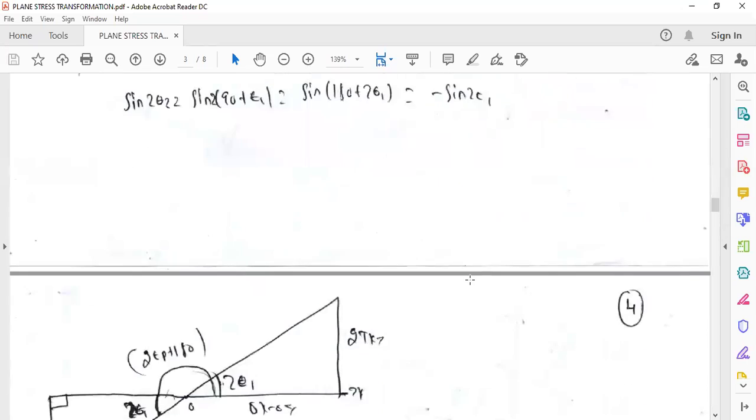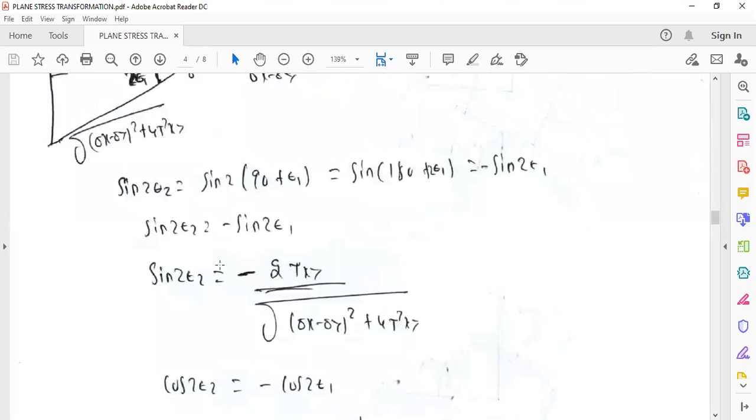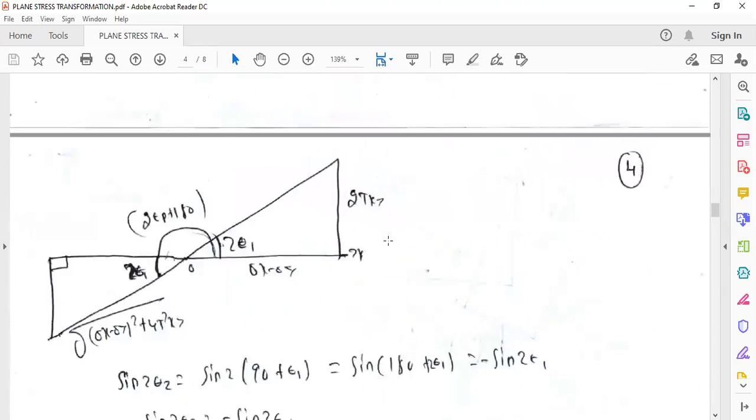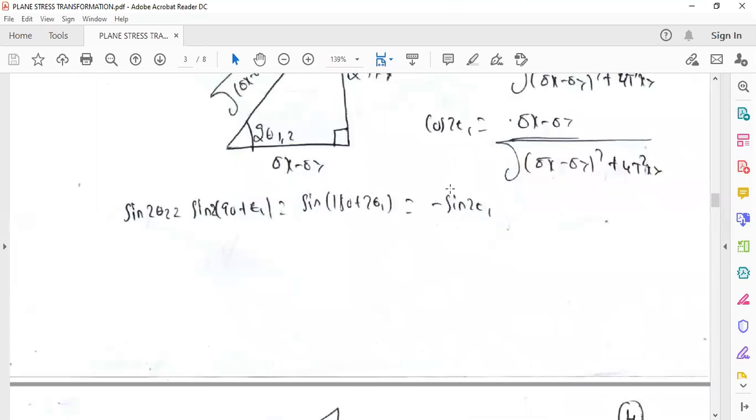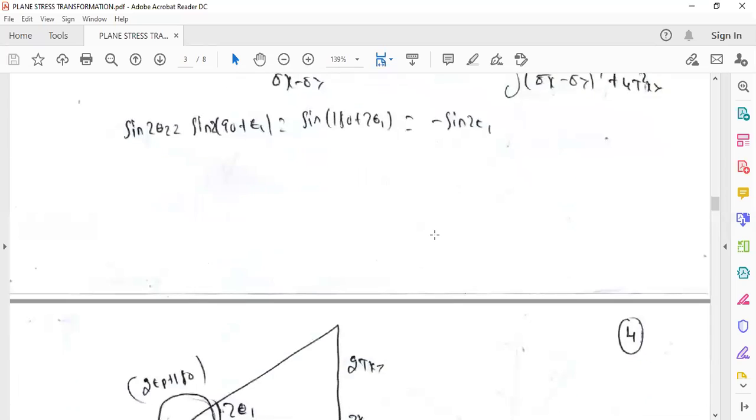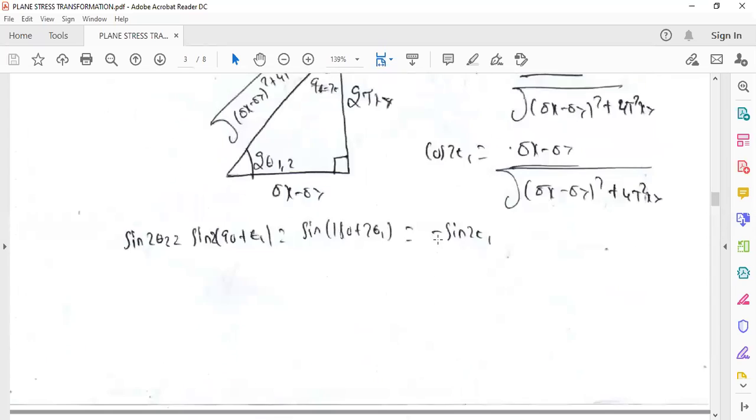Similarly, cos 2 theta 2 is equal to cos 2 into (90 plus theta 1), which is cos of 180 plus 2 theta 1, equal to minus cos 2 theta 1. By ASTC, cos is negative in the third quadrant. Therefore this is also equal to minus cos 2 theta 1.